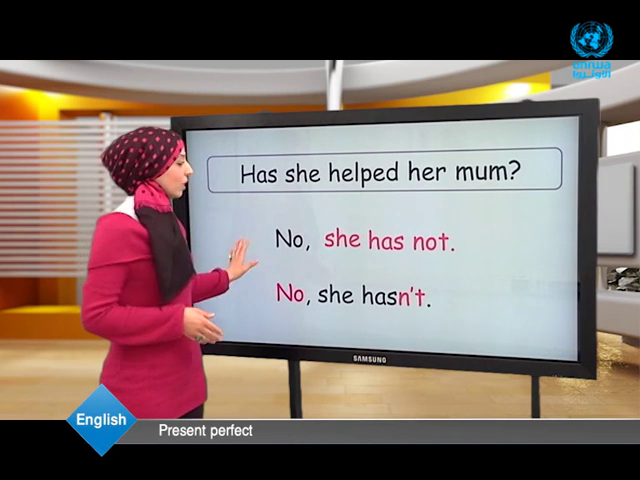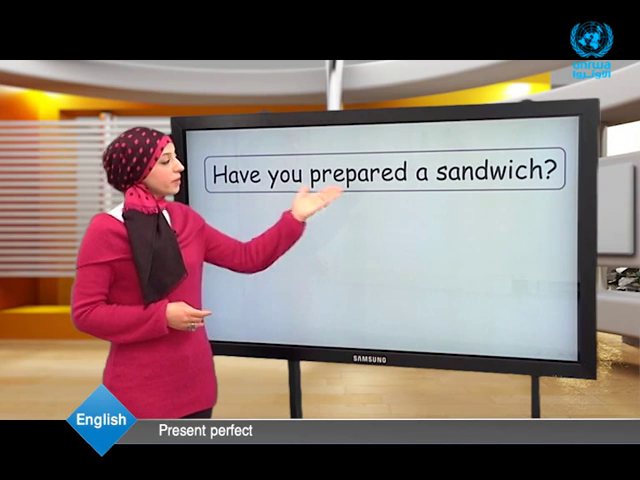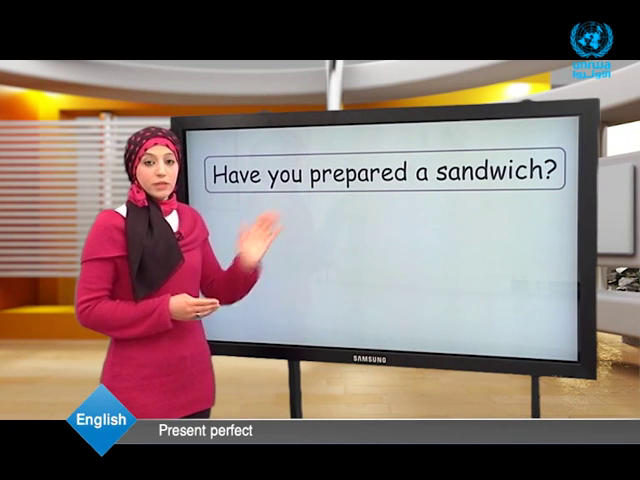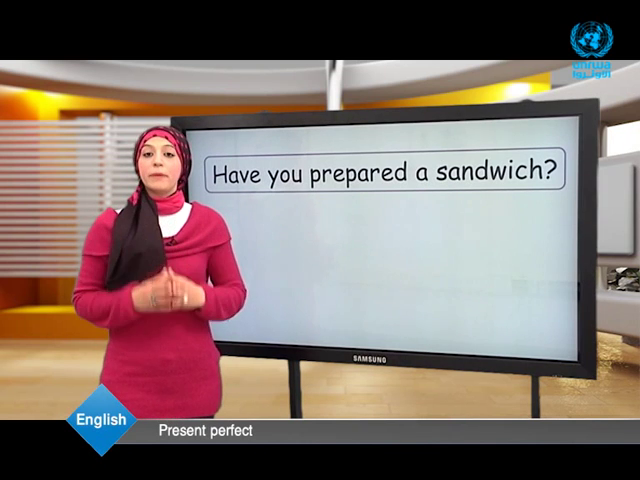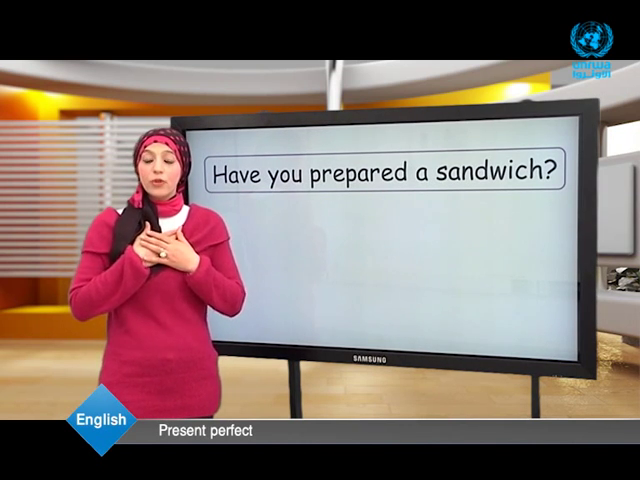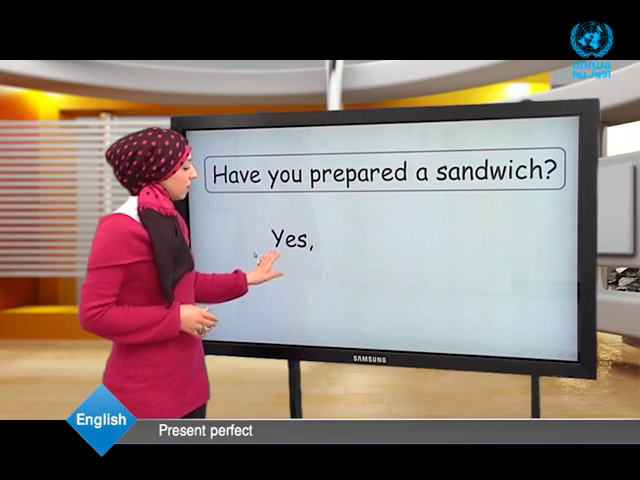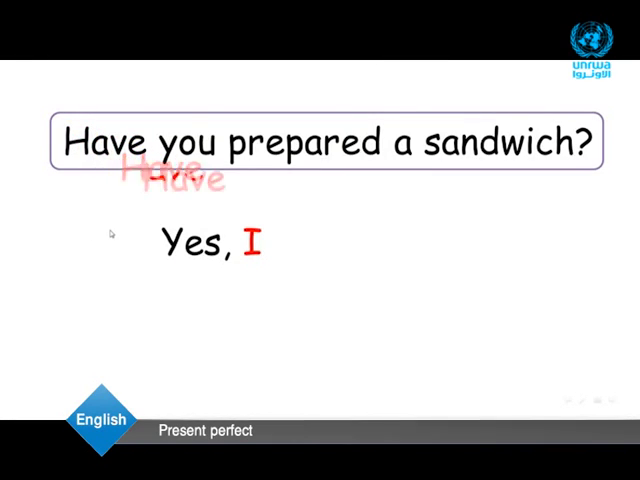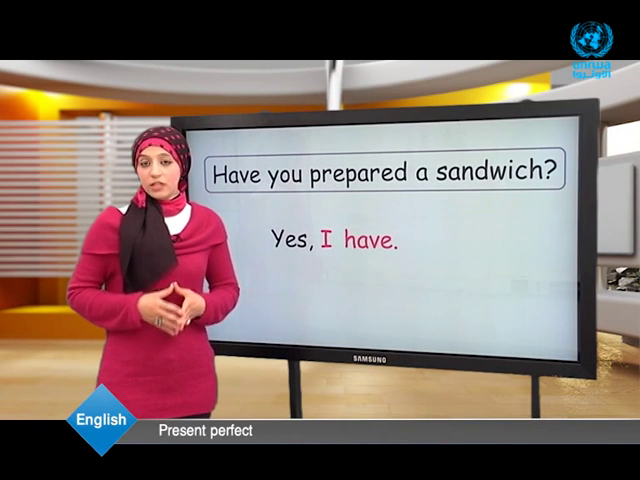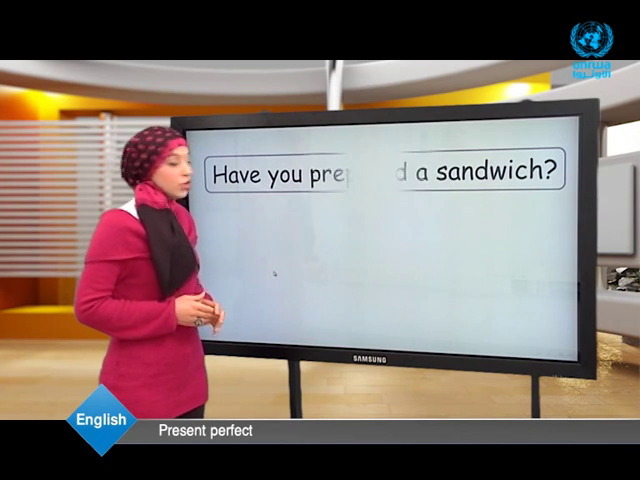Let's try another question. Have you prepared the sandwich? Notice here, I'm asking you, have you prepared the sandwich? You should answer with I. Yes, I. After that, the helping verb, have. Yes, I have. But notice here, the capital letter should be a small letter. Yes, I have.